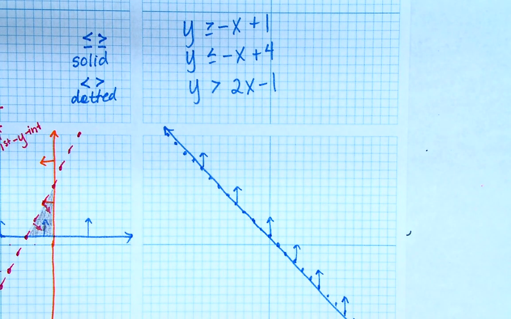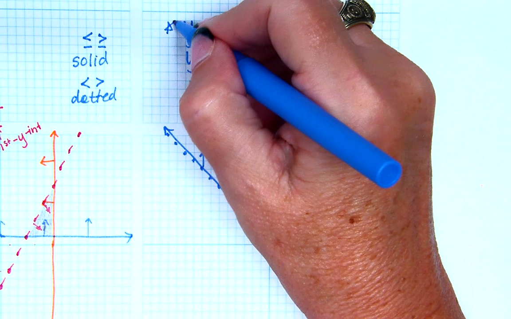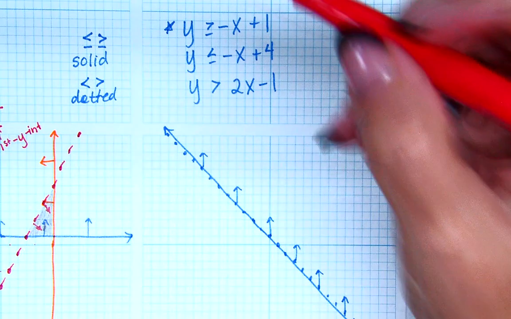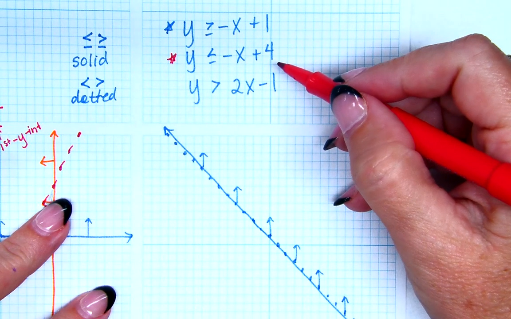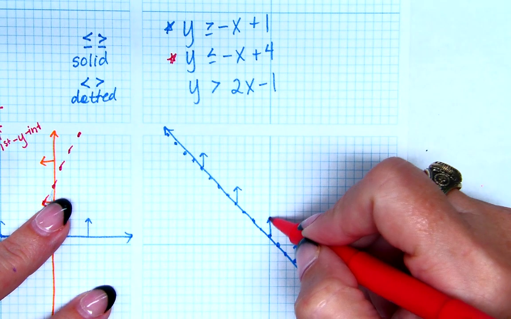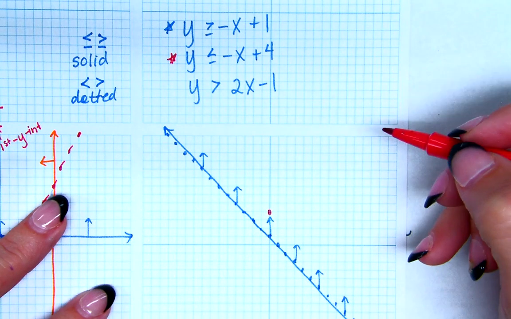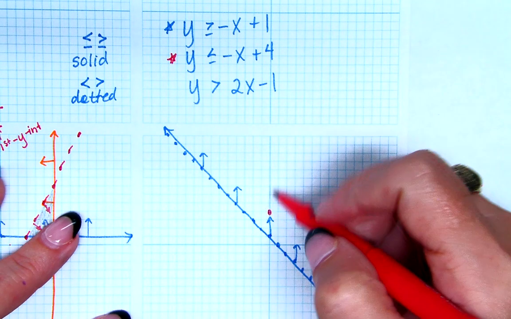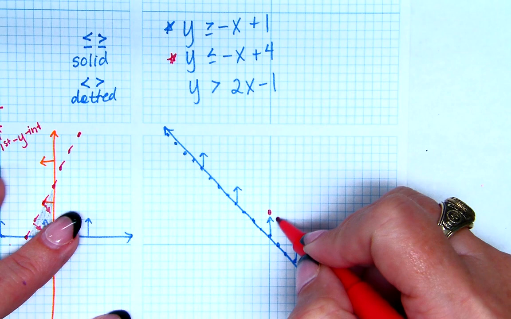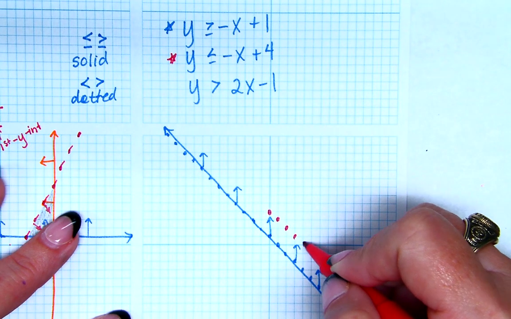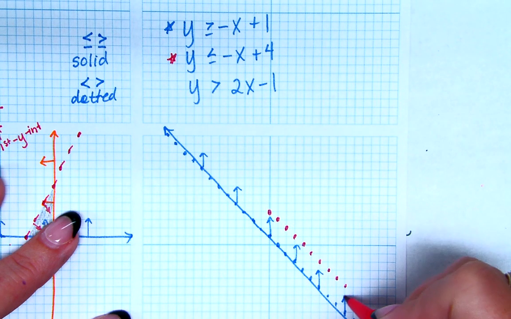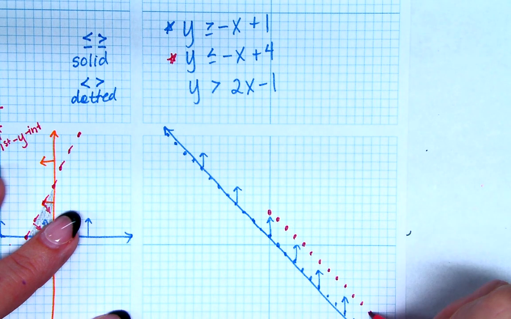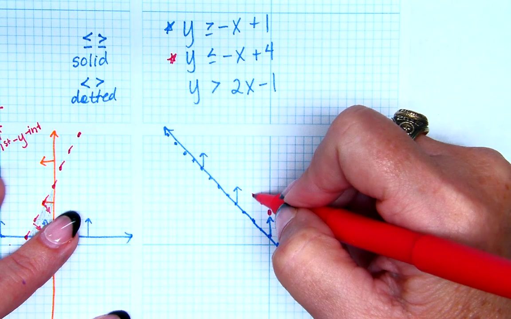Okay. I graphed that one in blue. How do I graph the second line? Start on the y-axis at 4. So 1, 2, 3, 4 on the y-axis. And what's the slope? Negative 1. So again, down 1, right 1, or up 1, left 1.